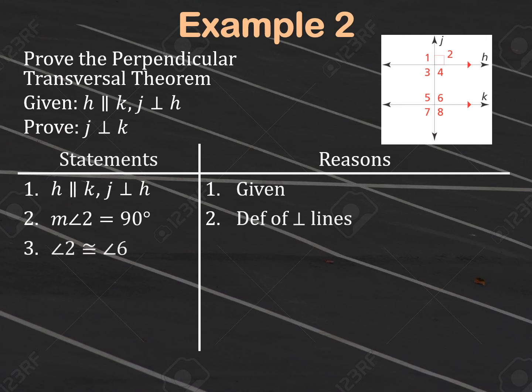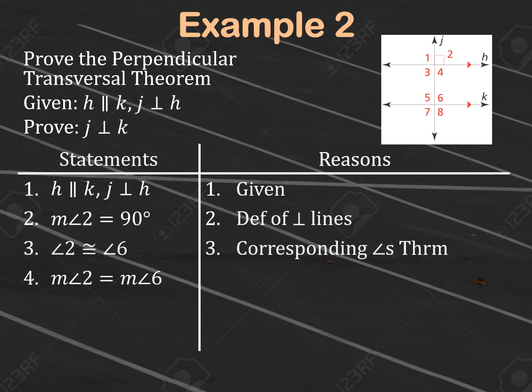Statement 3, angles 2 and 6 are congruent, and that is because they are corresponding angles. The corresponding angles theorem says that if two lines are parallel and they are intersected by a transversal, in this case, H and K are parallel, J is the transversal, then corresponding angles have to be congruent. That's angles 2 and 6. Statement 4, the measure of angle 2 is equal to the measure of angle 6. That's the definition of congruent angles. The definition of congruent angles says if two angles are congruent, like it says in statement 3, then their measures have to be equal, which is why M2 is equal to M6.